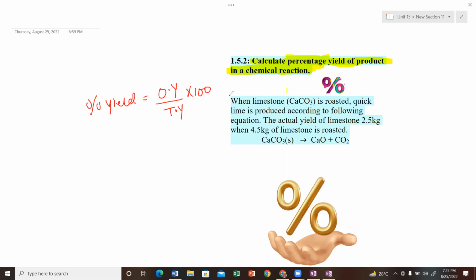Now in this question, the example which is given is related to calcium carbonate. When limestone, calcium carbonate, is roasted, quicklime is produced. Calcium oxide is our concern. According to the following equation, the actual yield of calcium oxide is 2.5 kg when 4.5 kg of limestone is roasted. Now we are going to consider calcium oxide to be related with the actual yield, which is 2.5 kg.